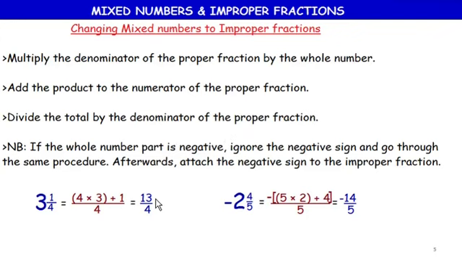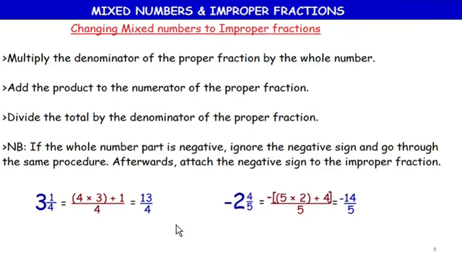So afterwards, we are going to divide the total by the denominator of the proper fraction. So the total here was 13. Now the next thing is divide the total by what? By the denominator of the proper fraction, which is still 4. So our final answer becomes 13 over 4. Right. So that is how we can convert from mixed numbers to improper fraction.